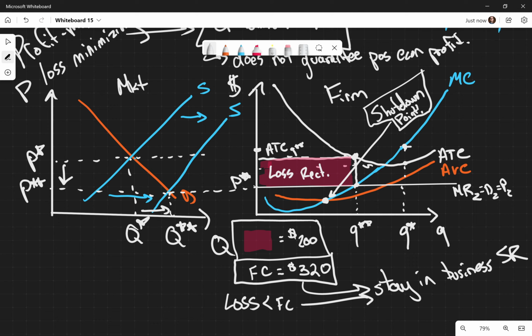So as long as you can recoup some of your fixed costs, you want to stay in business, at least in the short run. Because other people, seeing that they are now at a loss and there's free entry and exit, are going to leave the industry, right? So the supply is going to shift back inwards, the price is going to go back up, and it's going to find some sort of equilibrium.